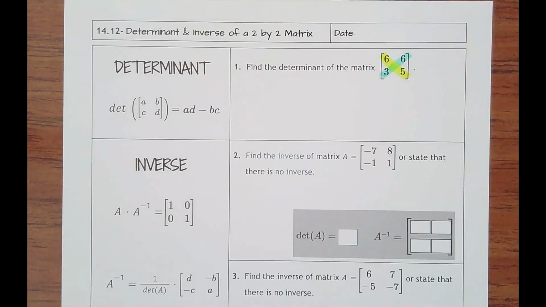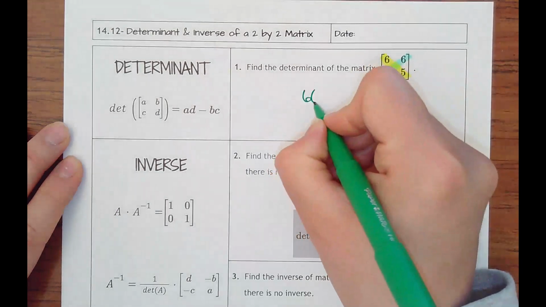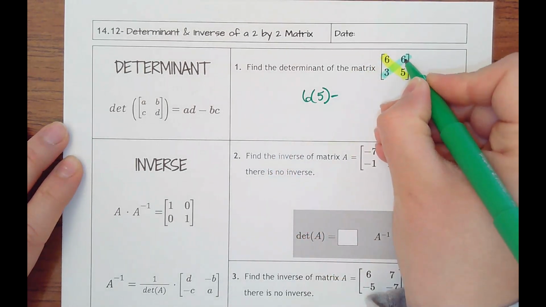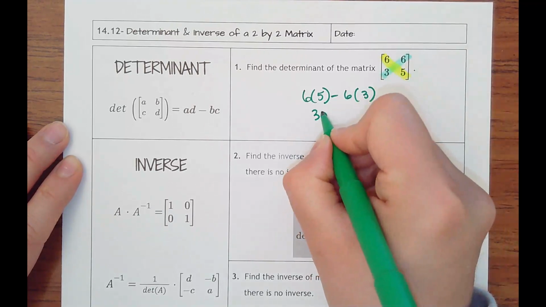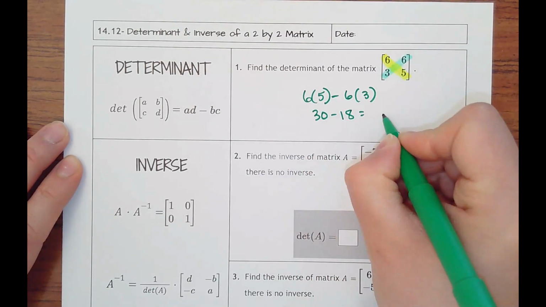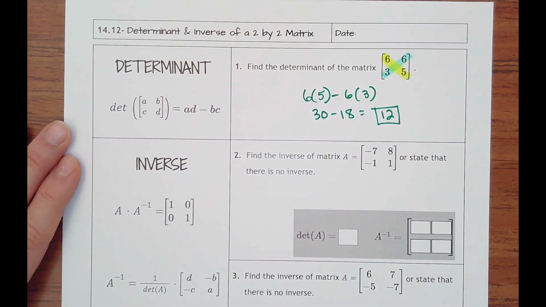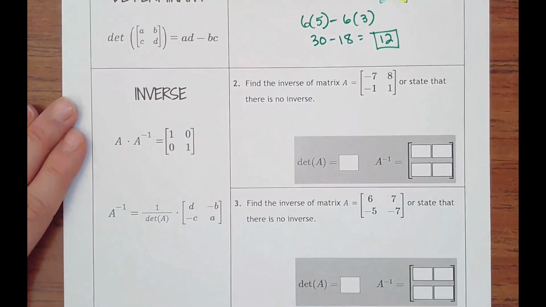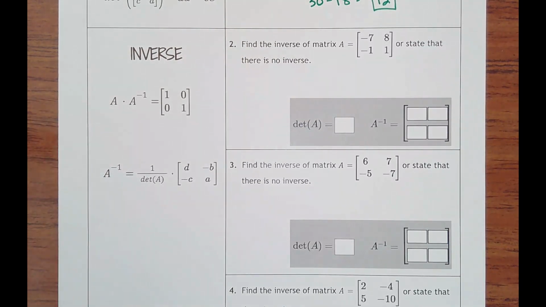So if I want to find the determinant of this specific matrix, I'm going to take 6 times 5 and subtract 6 times 3. 6 times 5 is 30, minus 18. That would make the determinant 12. So that's almost quicker than doing it on the calculator, but I will at some point show you how to do that too.